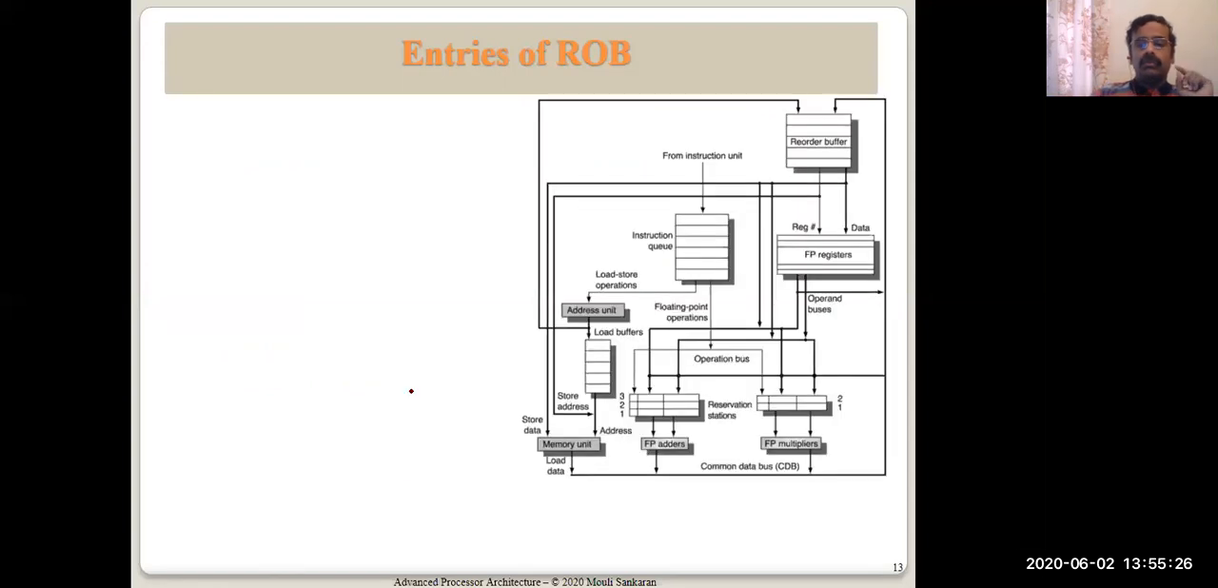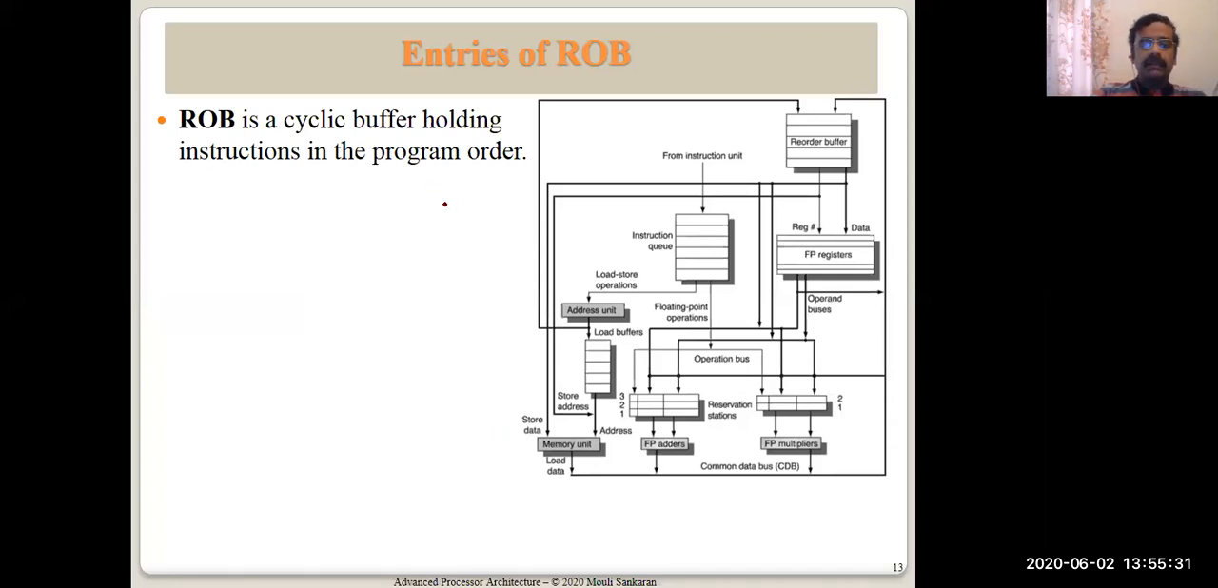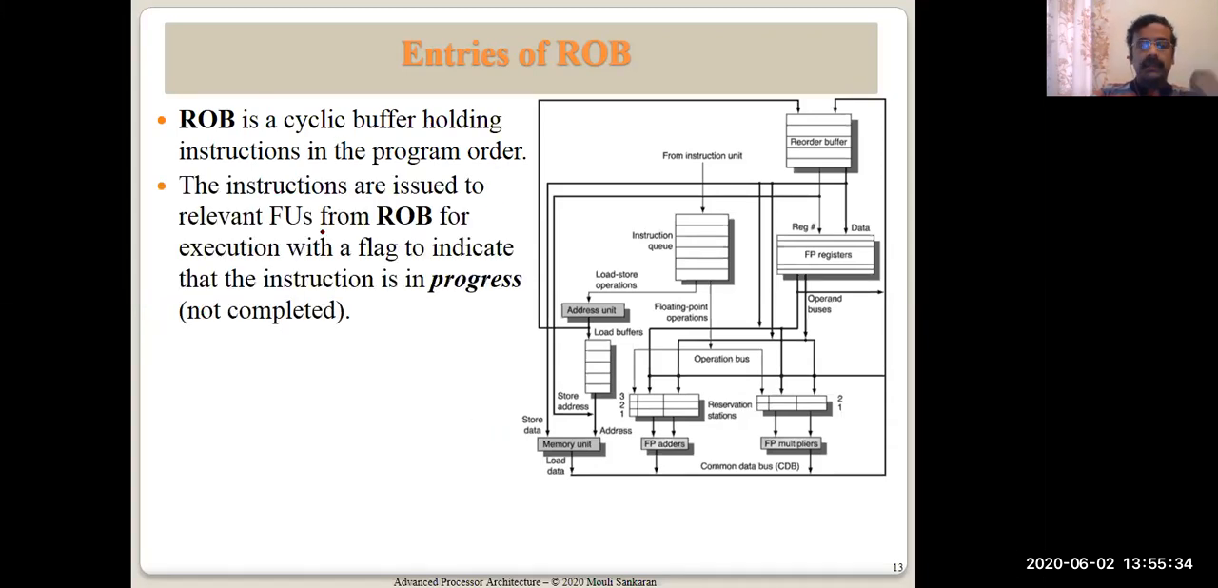Okay. Now, let me explain what is ROB. ROB is a cyclic buffer holding instructions in the program order. The instructions are issued to relevant FUs from ROB. Instructions are stored as they come in, because remember, when you are getting the instruction, only then do you know the order in which they are coming. If you don't catch it during that time, you will lose the order, because you cannot reconstruct the order of the instructions once you do not capture it when they come in.